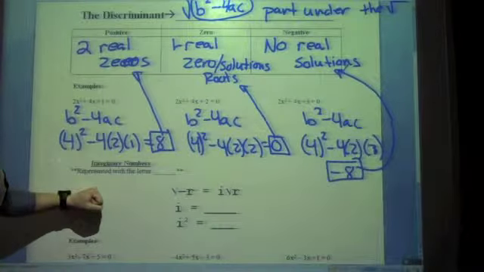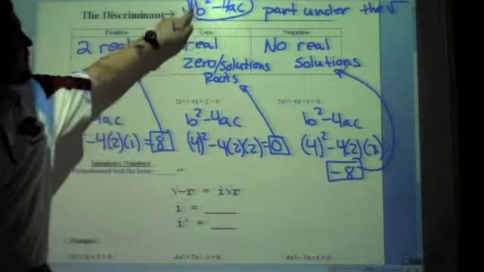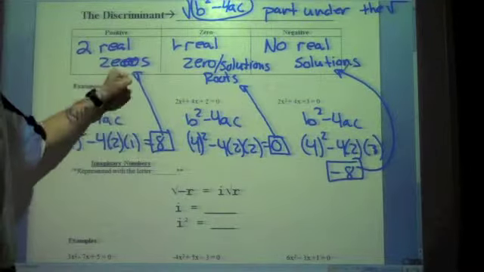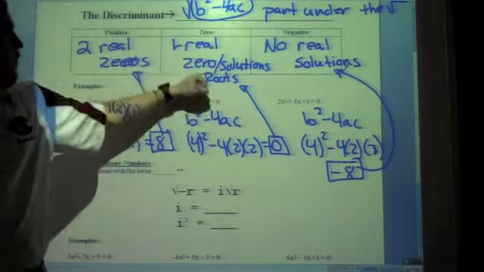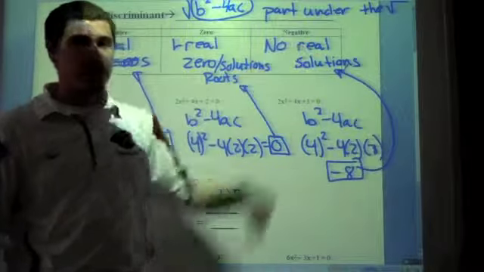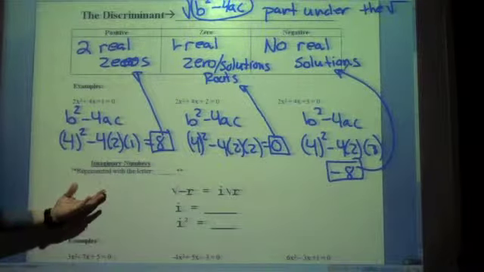Alright? Now, there are things called imaginary solutions, and that's what we're going to talk about here in just a second. But before we move on, just remember that the discriminant is only the part underneath the square root, b squared minus 4ac, and that you have three options. 2 real zeros because it's positive, 1 real zero because it's 0, or no real zeros or solutions because the answer is negative.